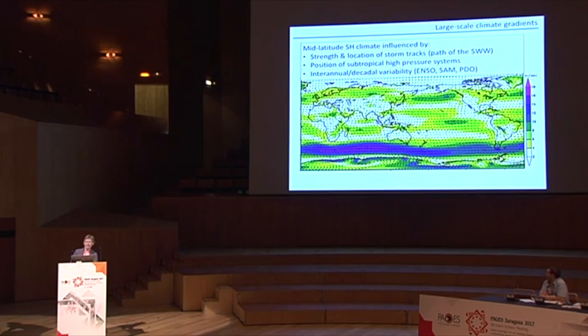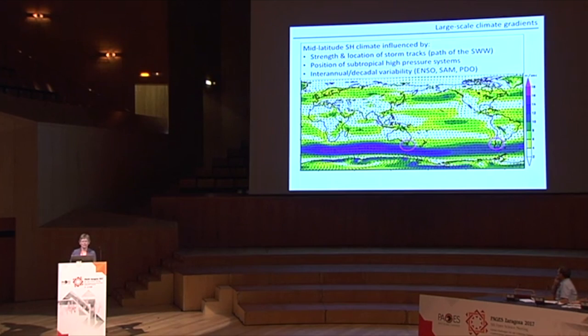Just to give us all the same background, when you look at the present day mid-latitude climate of the Southern Hemisphere, it's strongly influenced by the path of the southern westerlies. Here in blue, I've shown you the core in October on average, and that determines the strength and location of storm tracks. But it's also influenced by the position and strength of upper level ridges and troughs, the subtropical high pressure system, and then this is all modulated by interannual and decadal variability.